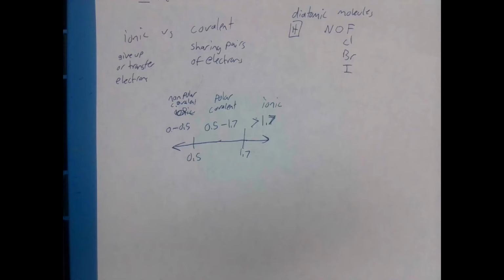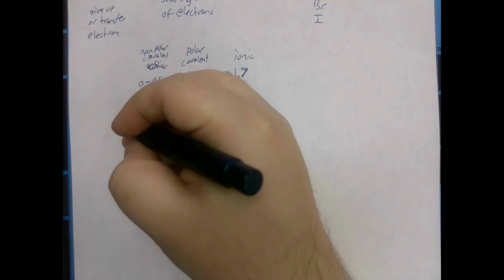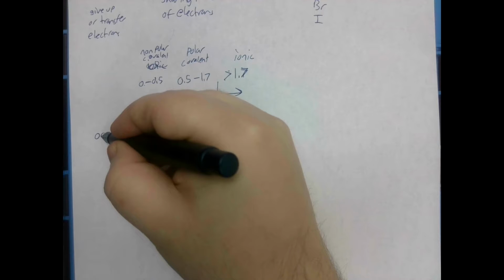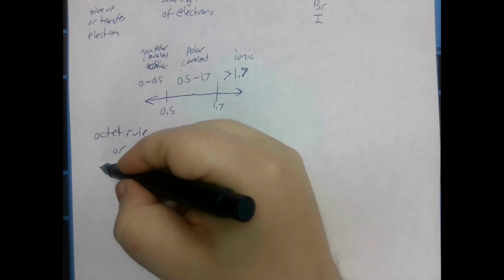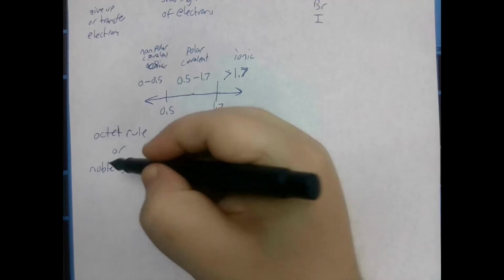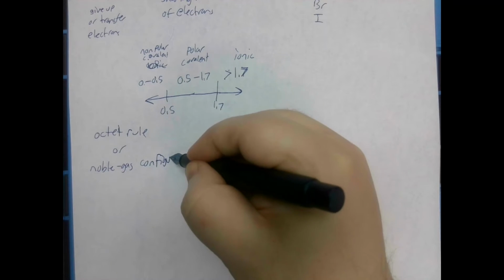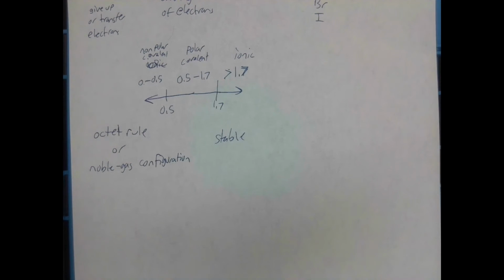Why do things form ionic or covalent bonds? So they could be in the most stable. And what's that called? Octet. Either the octet rule or what's the other name for it? Noble gas configuration. So they're trying to become more stable by either satisfying the octet rule or gaining a noble gas configuration.